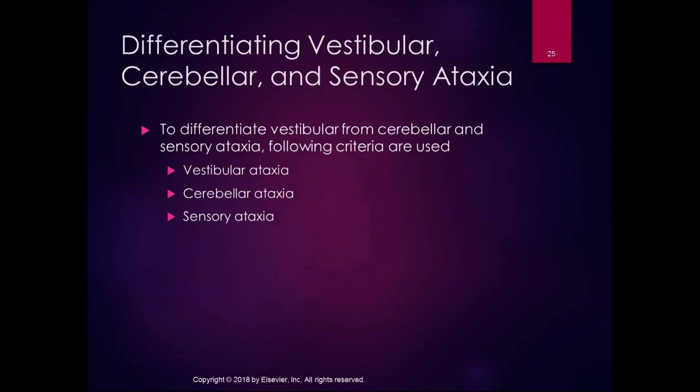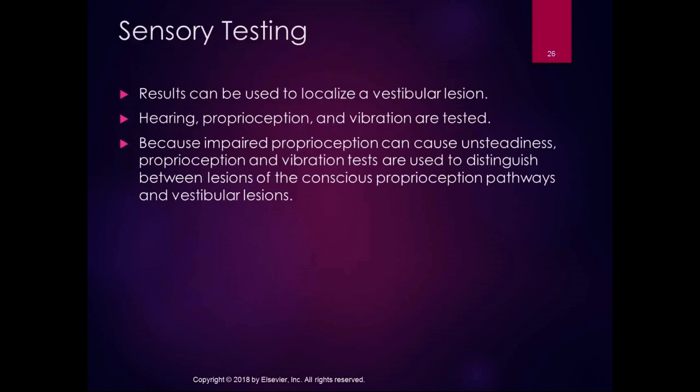So to differentiate vestibular from cerebellar and sensory ataxia, there's a set of criteria for each one. Sensory testing can be used to localize a vestibular lesion. Hearing, proprioception, and vibration are tested. Impaired proprioception can cause unsteadiness. So proprioception and vibration tests are used to distinguish between lesions of the conscious proprioception pathways and vestibular lesions. So they're narrowing it down basically. Sensory testing is a big part of the evaluation.